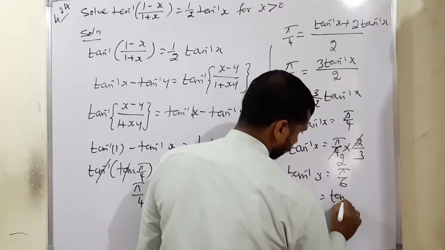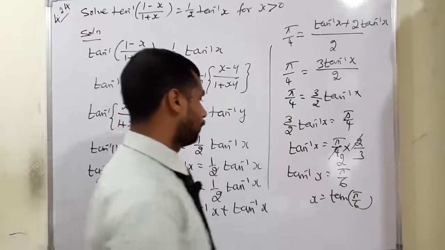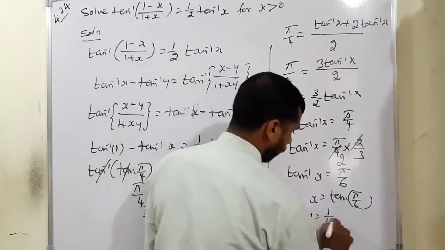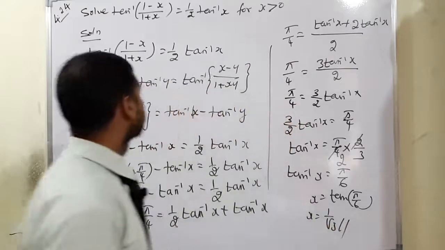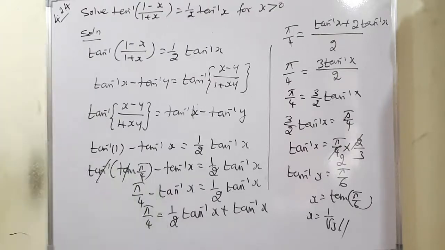Therefore x is equal to tan pi by 6. Tan pi by 6 means 30 degrees. So for 30 degrees, the value of x will be 1 by root 3. This is the answer for example 4.24. Okay, I will continue with the next example.